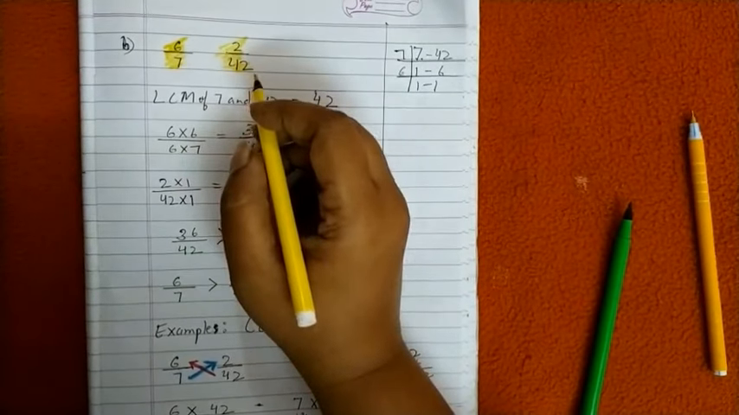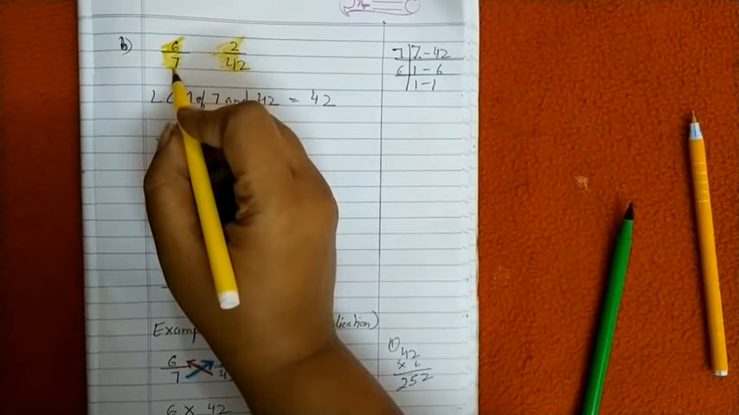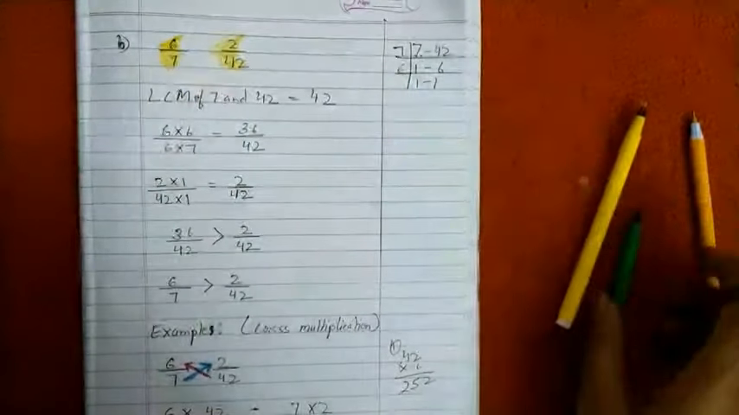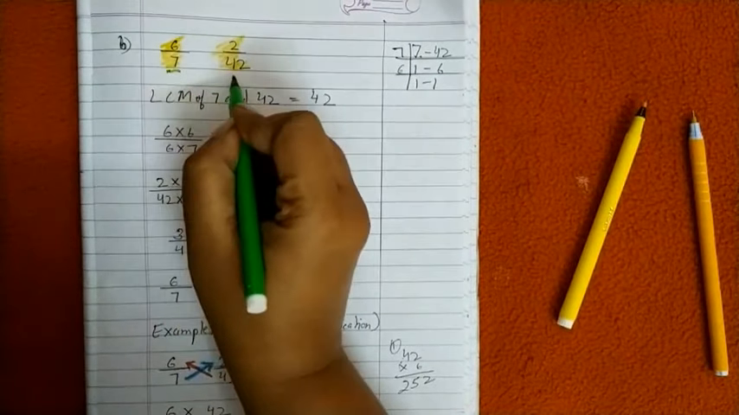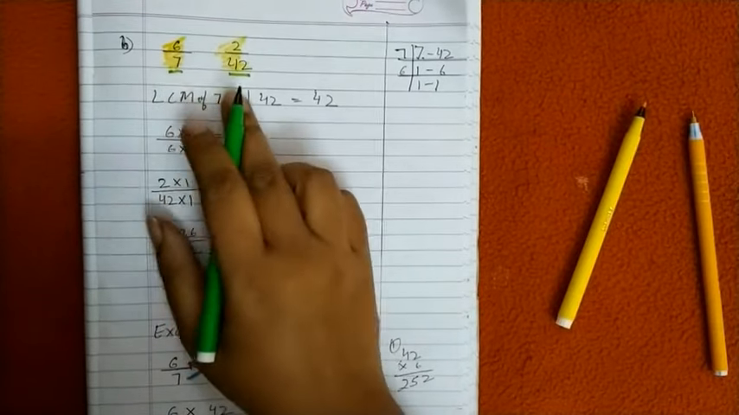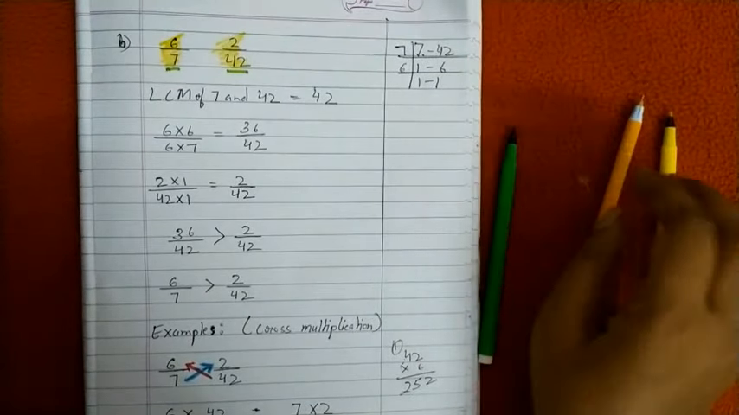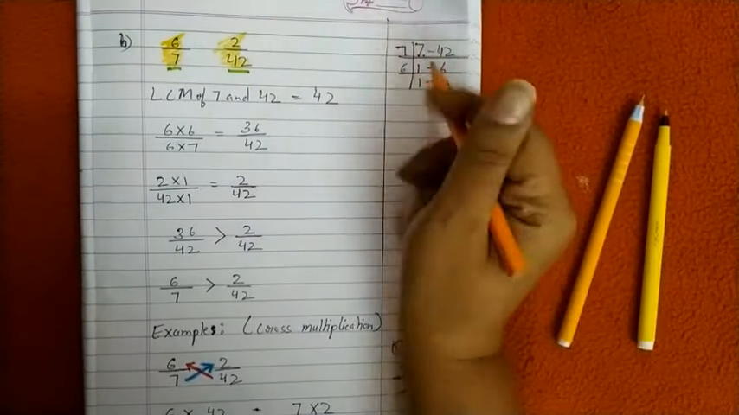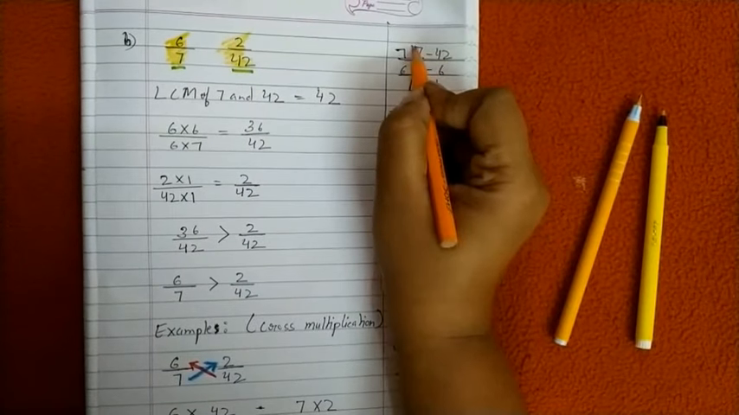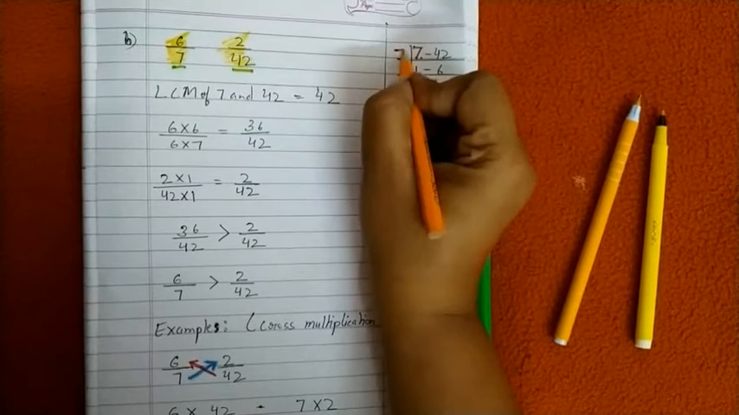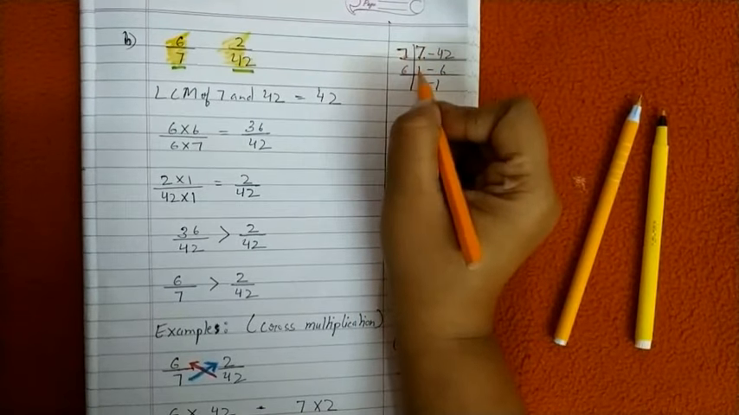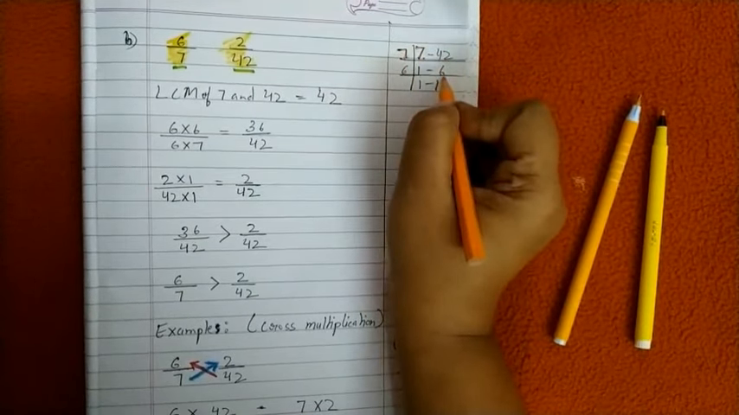Like fractions means you have to make the denominators same. For this, let's take out the LCM. Here I have already done it: 7 and 42. First I'll be taking 7. 7 times 1 is 7, 7 times 6 is 42.